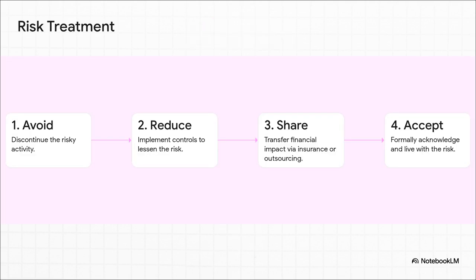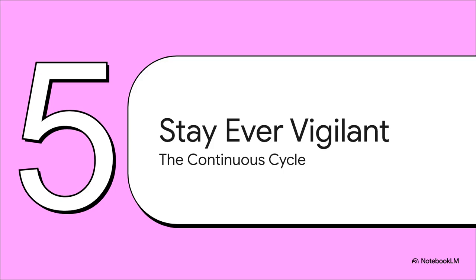Well, ISO 27001 gives you four main strategies. First, you can avoid the risk completely by just stopping the risky activity. Maybe you shut down an old, insecure service. The most common choice, though, is to reduce the risk by putting new security controls in place. You could also share the financial hit by transferring it, usually by getting good cybersecurity insurance. And finally, if fixing it costs more than the risk itself, you can formally accept it, write down why, and just live with it.